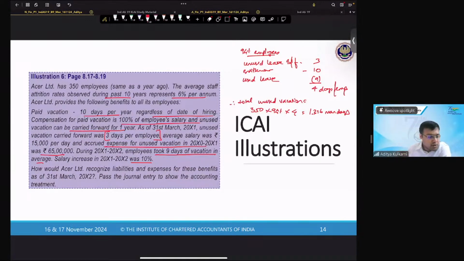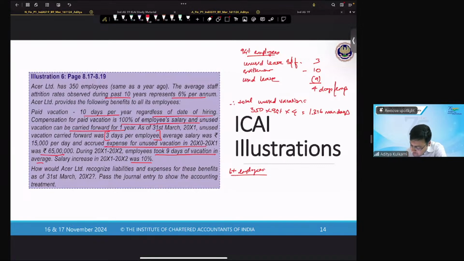No, sir. So this is 94%. Coming to 6% employees. Who are these employees? Newcomers. They have joined only in the current period. Do I have any unused leave brought forward for them? No, sir. They were not there when the leaves were accrued. So they were not there.